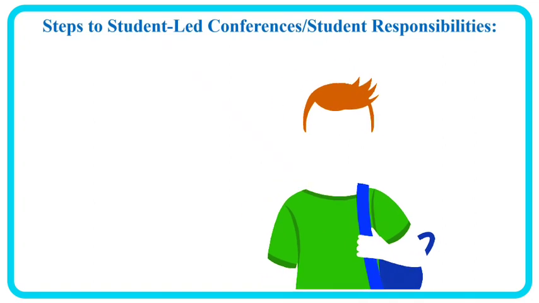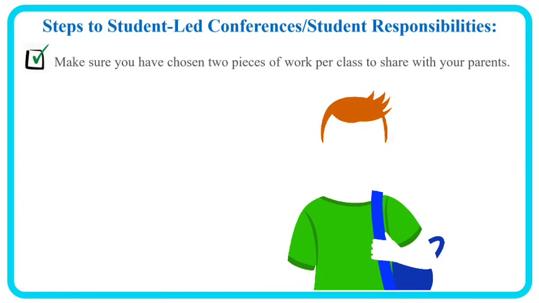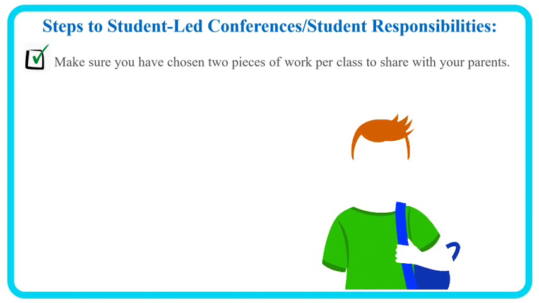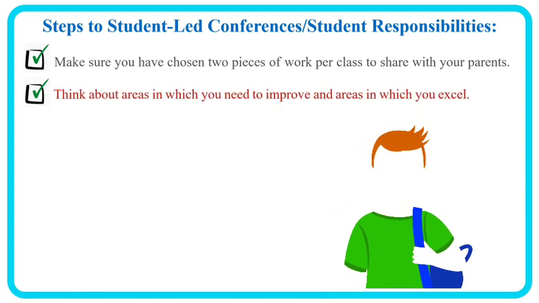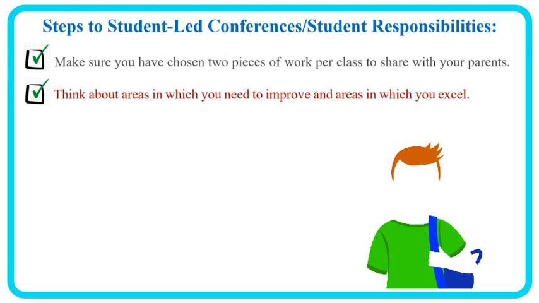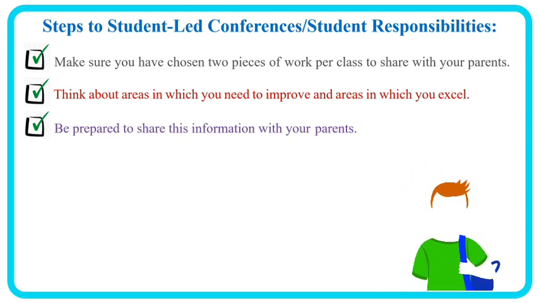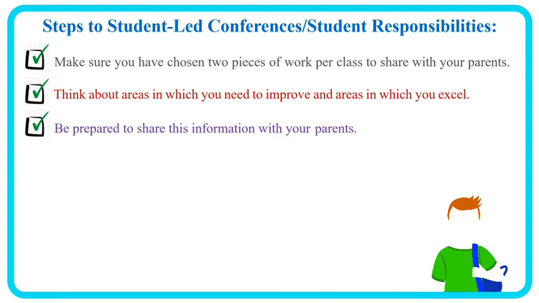Make sure you have chosen 2 pieces of work per class to share with your parents. Think about areas in which you need to improve and areas in which you excel. Be prepared to share this information with your parents. Come to the conference with your parents.